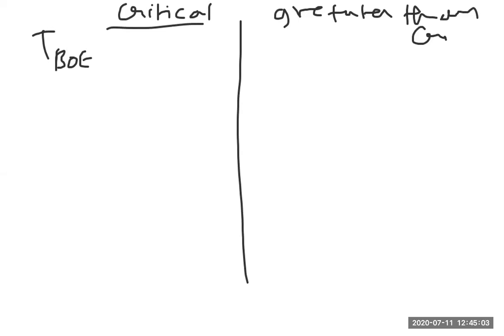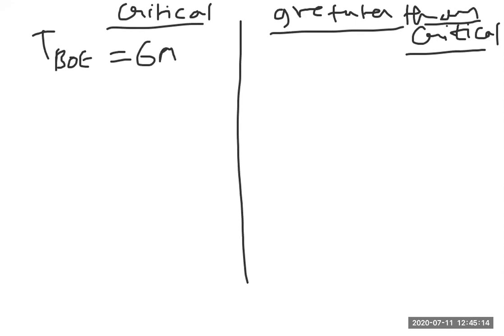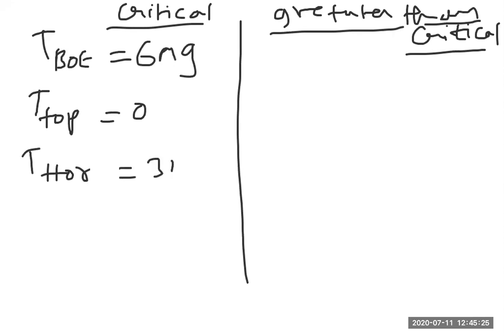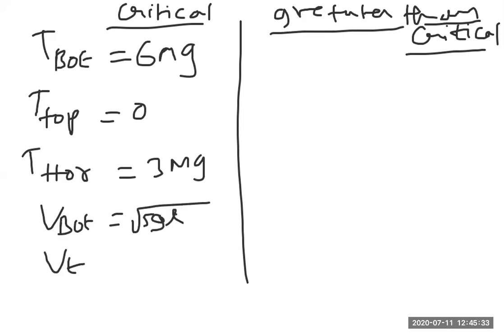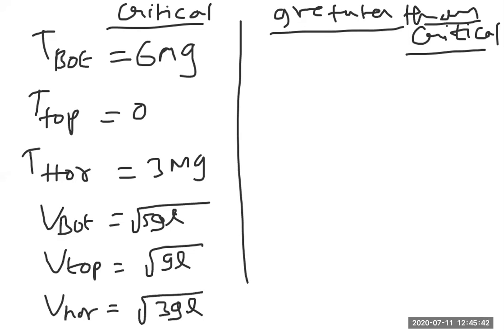I will show you all the slides and everything, but I just concentrate on this one first. Greater than critical. Here tension at bottom is equal to what we have. We know already this is 6 mg. Tension at top is equal to critical, means 0. Tension at horizontal, we told it as 3 mg. And velocity at bottom is root 5 gl. Velocity at top is root gl. And velocity at horizontal is root 3 gl. I told you that, take n as 1 in critical.